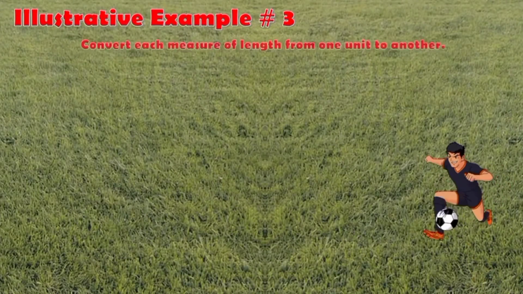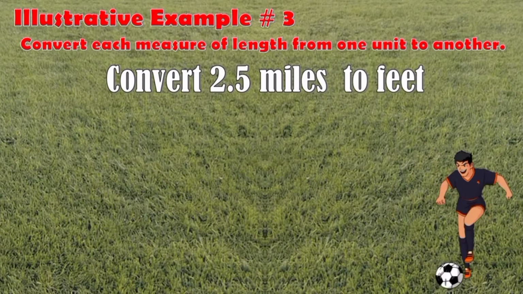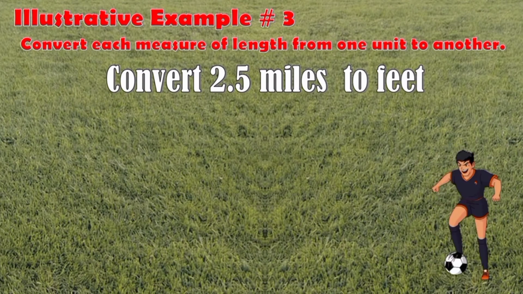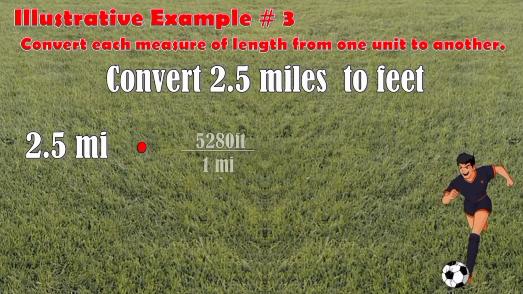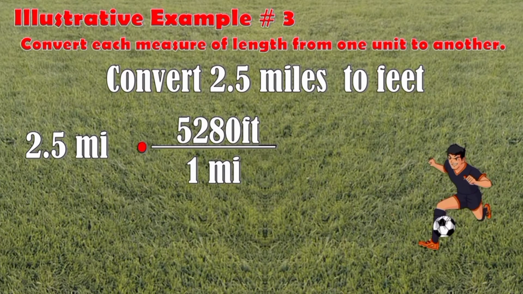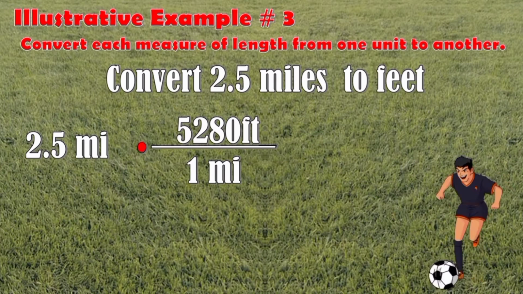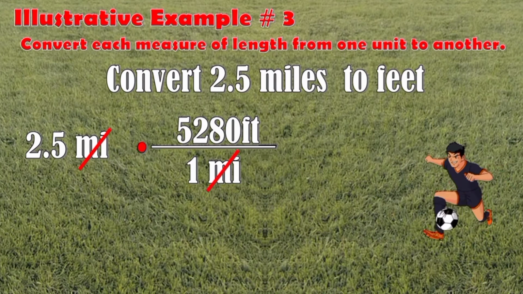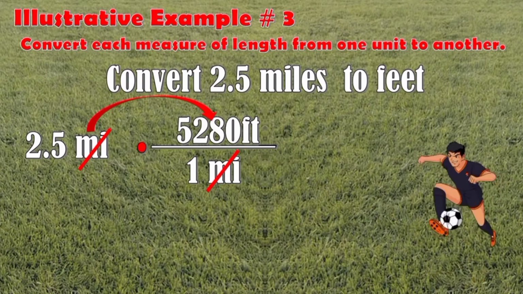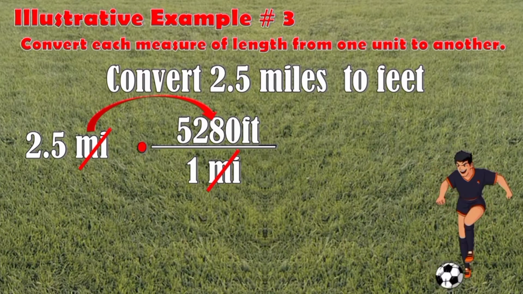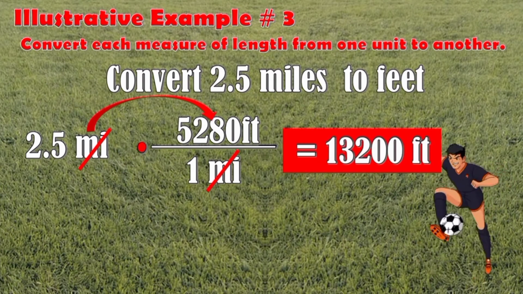Example number 3. Convert 2.5 miles to feet. 2.5 miles multiplied by the factors 5,280 feet over 1 mile. Now let's cancel out mile. 2.5 multiplied by 5,280 feet. Our final answer is 13,200 feet.